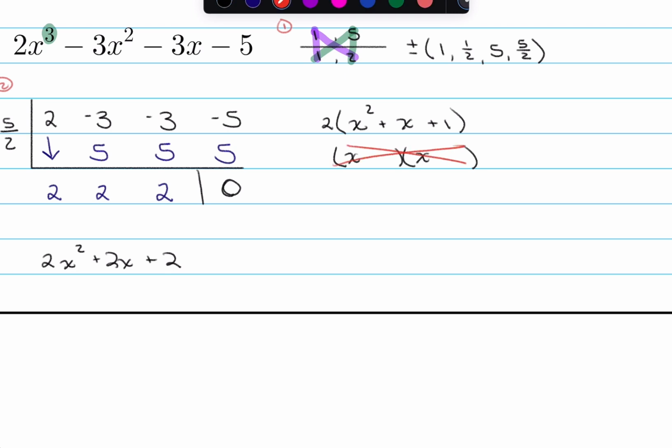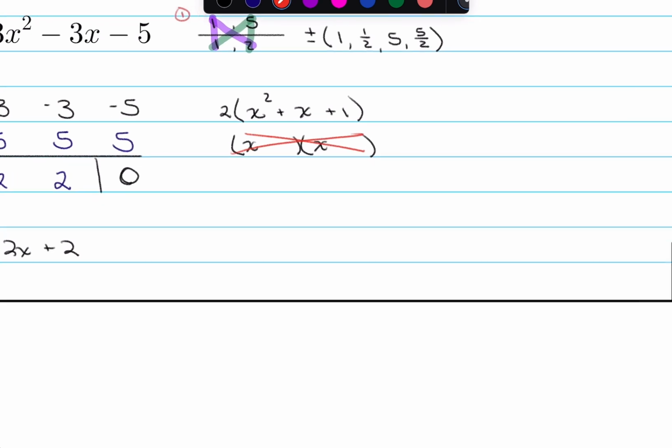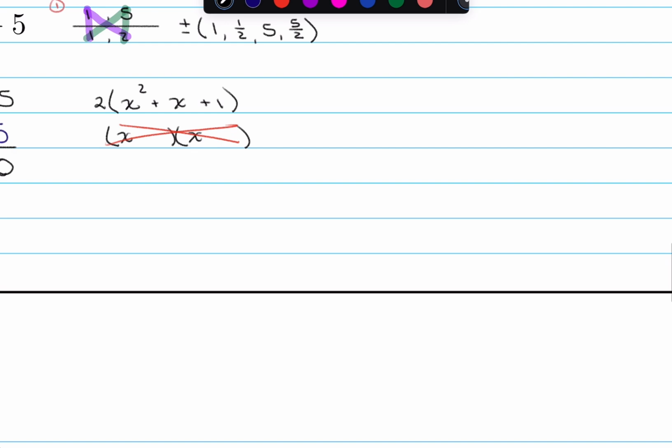It's not factorable. So what do you do if you're not factorable? You just move to the opposite of B plus or minus the square root of B squared minus 4AC all over 2A, the quadratic formula. So we're going to jump to the quadratic formula.